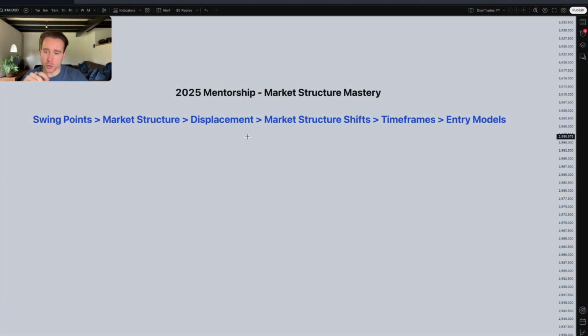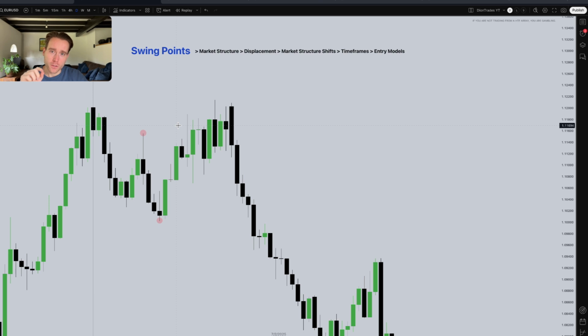So first up, swing points. Swing points are swing highs and lows. And what is a swing high or low? A swing high is a high with a lower high to the left and a lower high to the right. A swing low is a low with a higher low to the left and a higher low to the right. If you want to mark out more of them, this is a swing low, this is a swing high, this is a swing low, this is also a swing low. So now you know what swing points are.